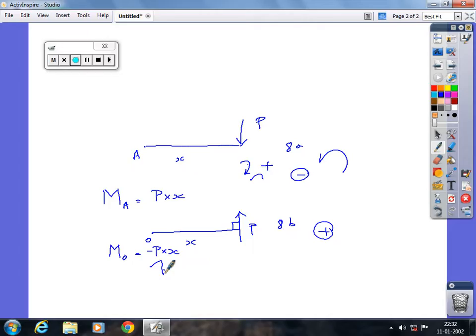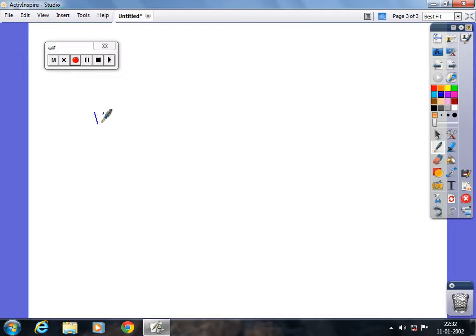So the next heading, you can just write it as Varignon's theorem of moments. Varignon, V-A-R-I-G-N-O-N apostrophe S. I'll just give you the spelling. Varignon's theorem of moments.